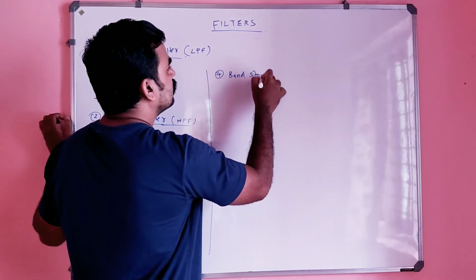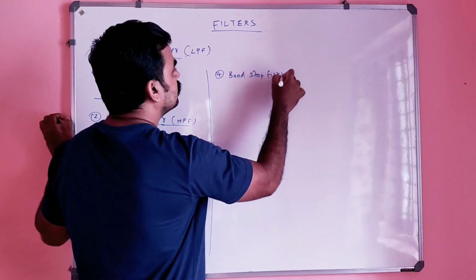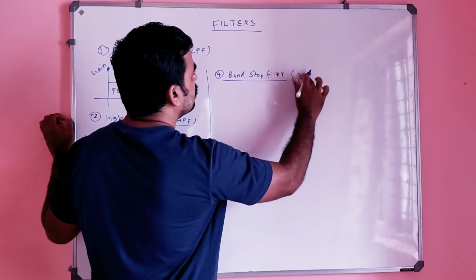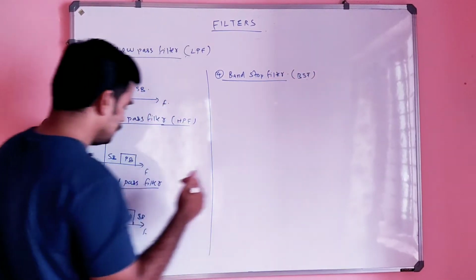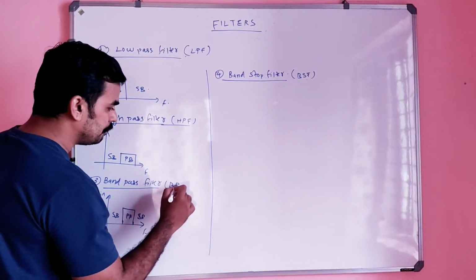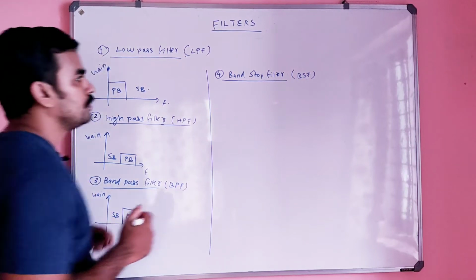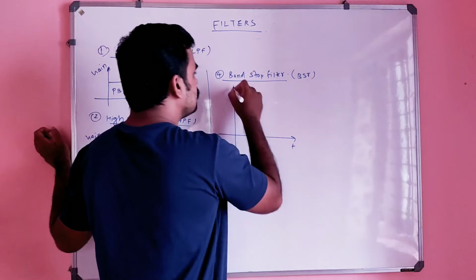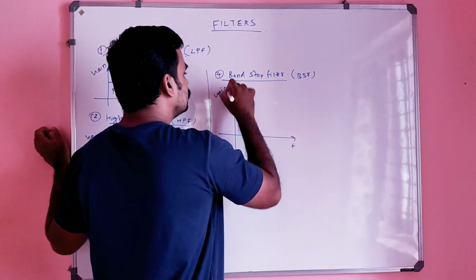And next one is band stop filter, or BSF, and this is band pass filter, BPF. Band stop filter means this will be the frequency versus gain graph.